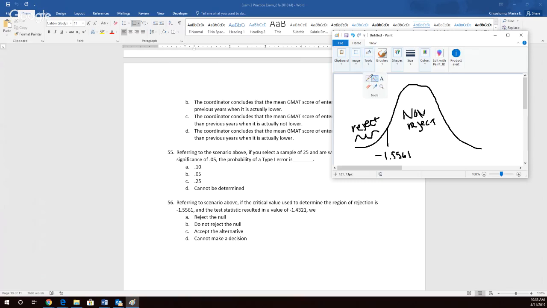Oops. In here. So where is negative 1.4? Negative 1.4 is somewhere in here, right? So negative 1.4, that's in our region of non-rejection. So we are not going to reject the null in this case.